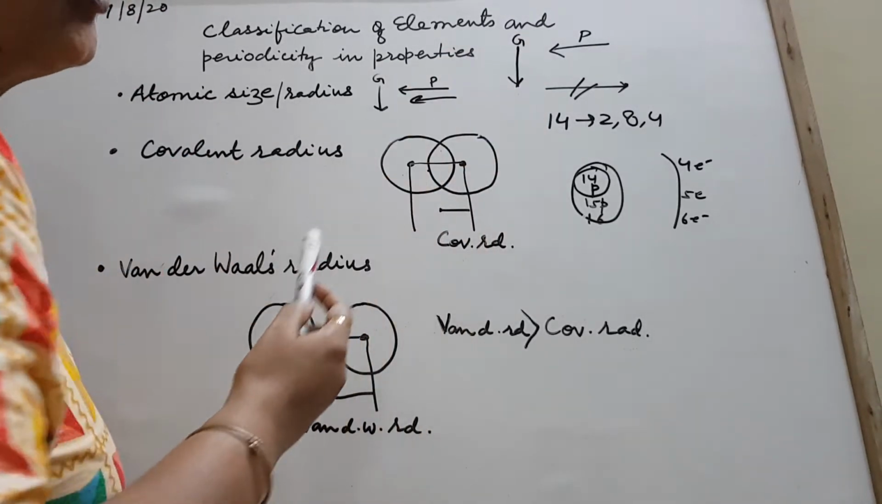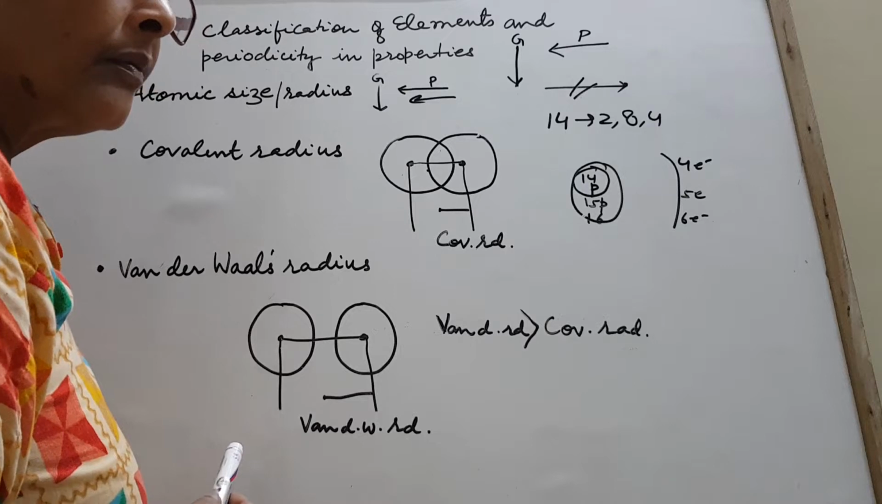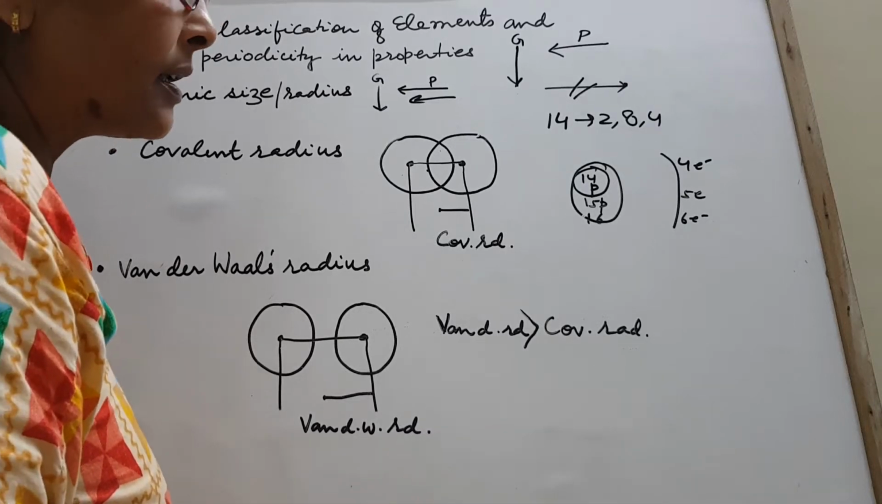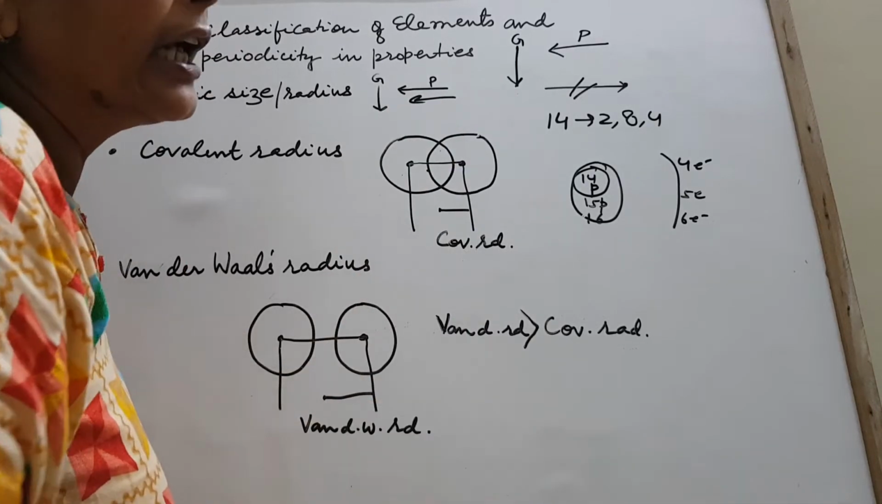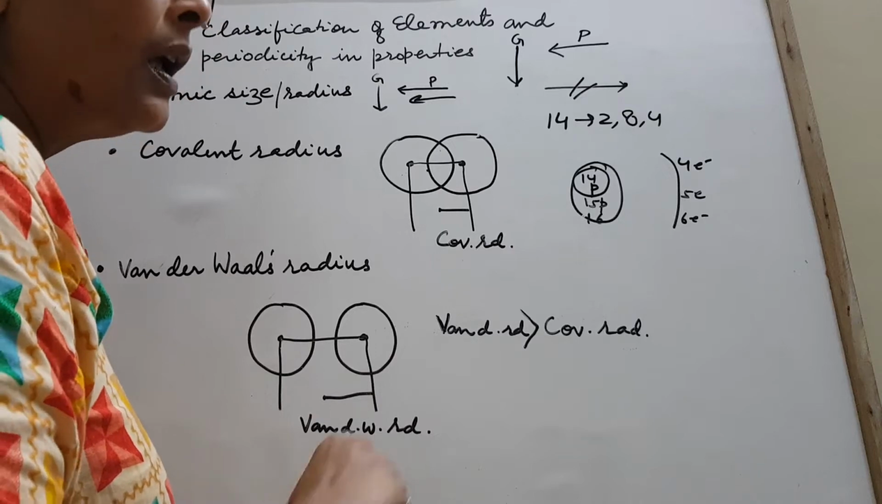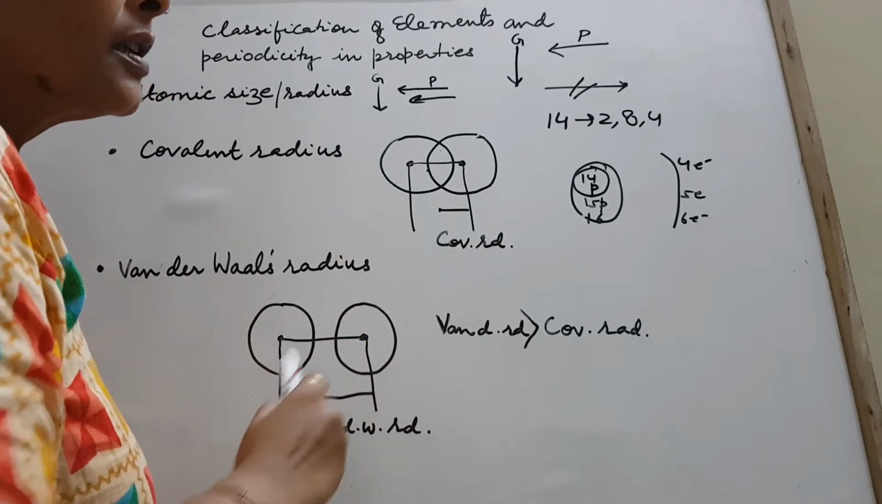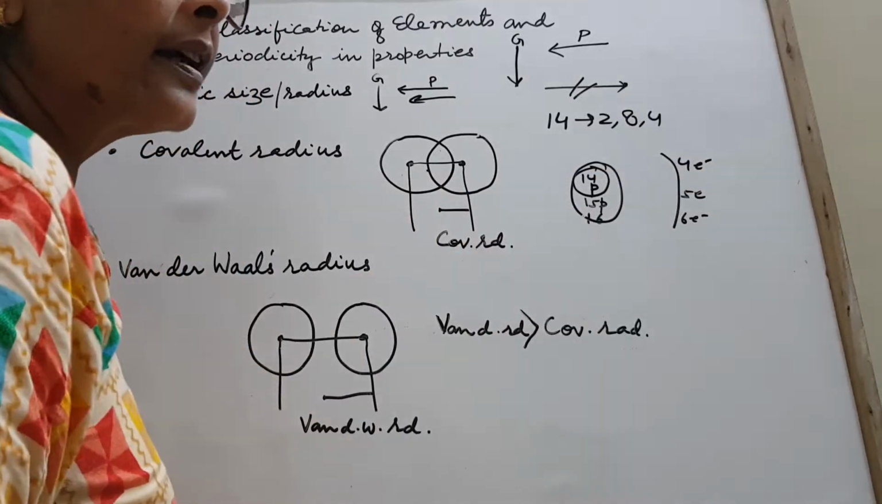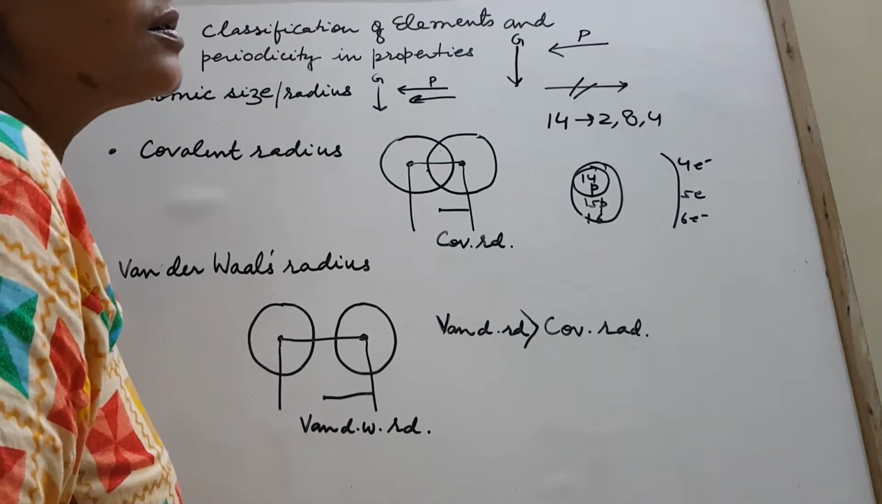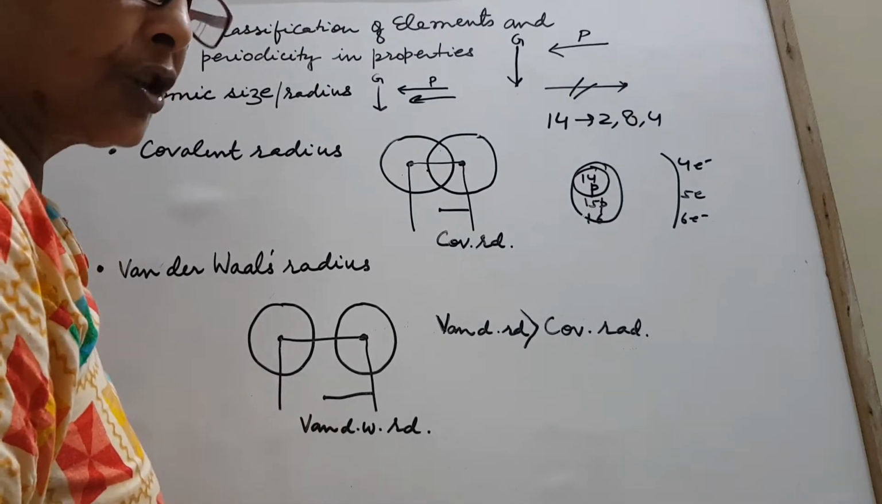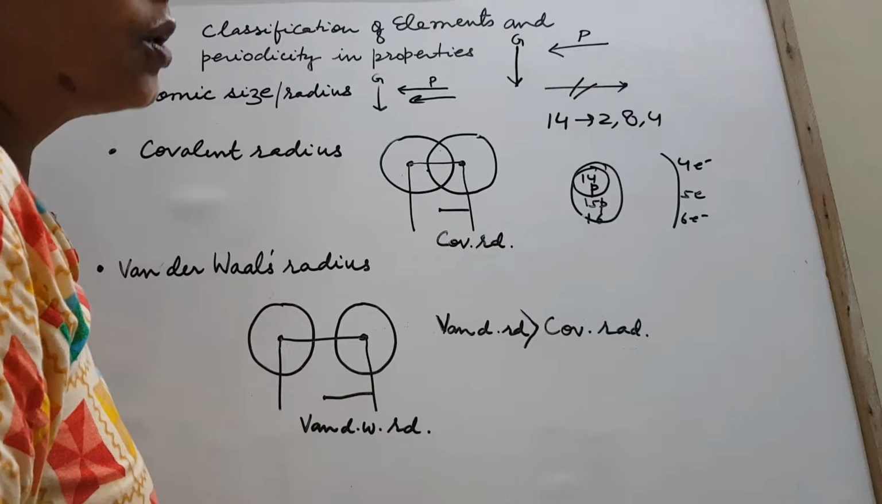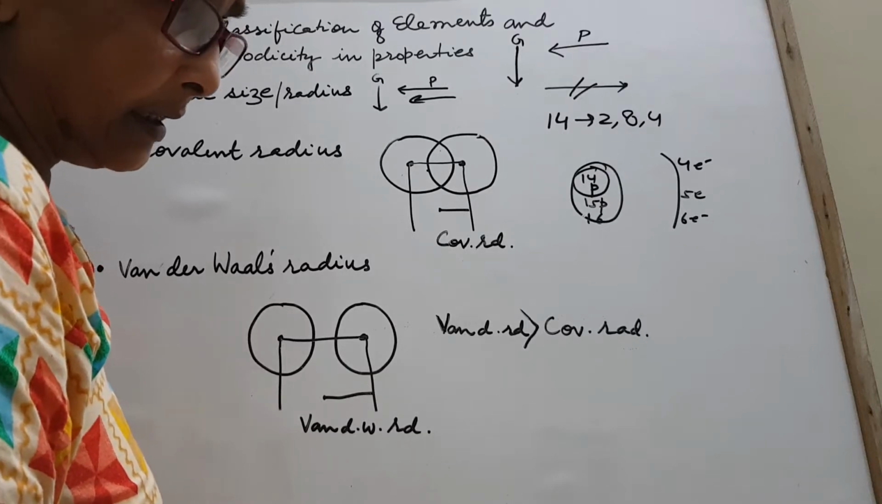Top to bottom, why does it increase? Perhaps again we all know that the number of shells goes on increasing. Left to right, when you move in a period, it decreases. Why? Because the effective force of attraction of the nucleus goes on increasing.